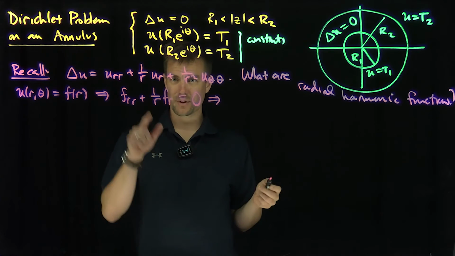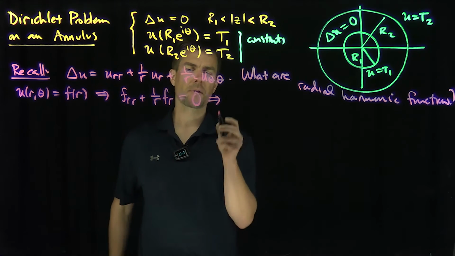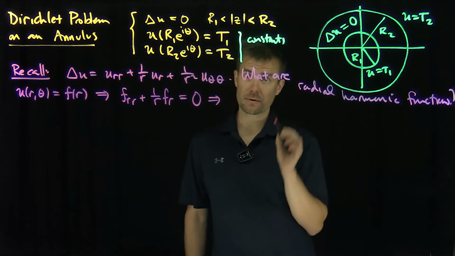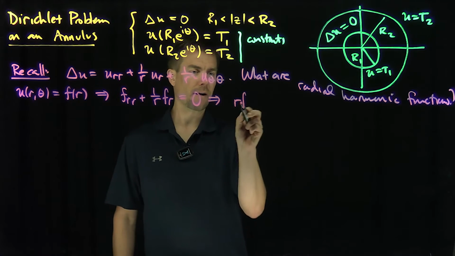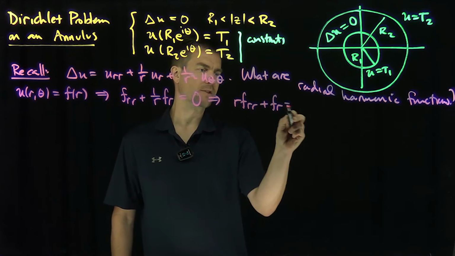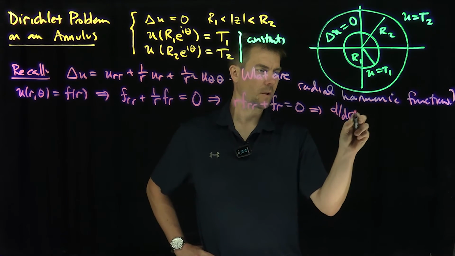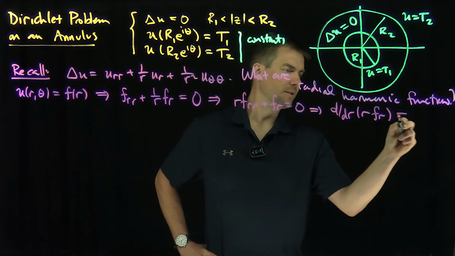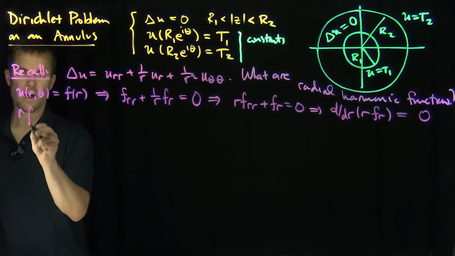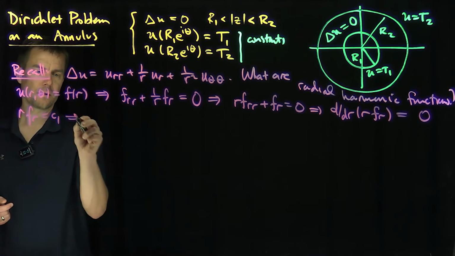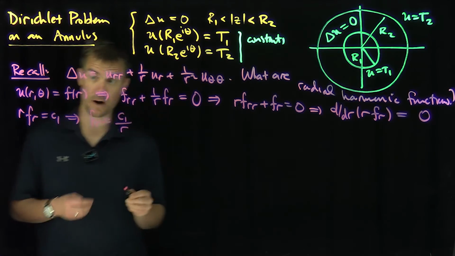Of course, implicitly when we're doing this, we're assuming that r is not equal to 0, right? So we're doing the Laplacian, we're avoiding the origin, which the annulus happens to do, right? So this is r f_rr plus f_r is equal to 0. What we can do now is say that this is really d by dr of r f_r is equal to 0. So that says that r f_r is a constant, c1, which forces f_r to be c1 over r, right?